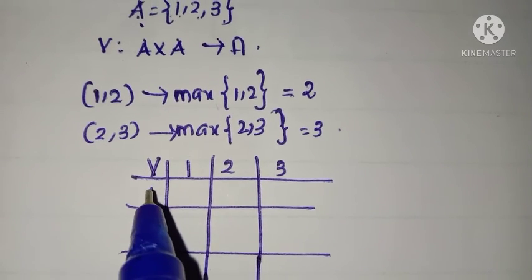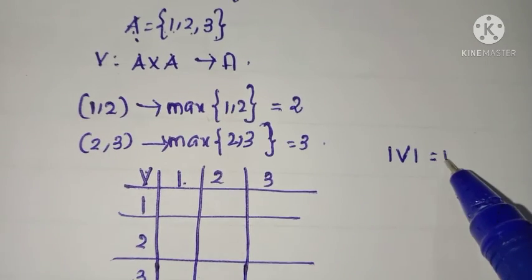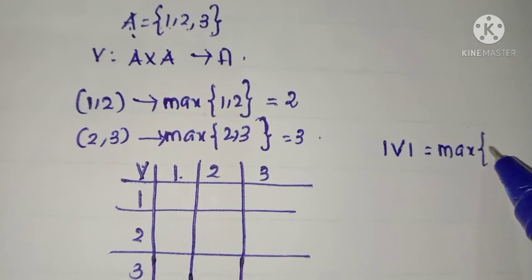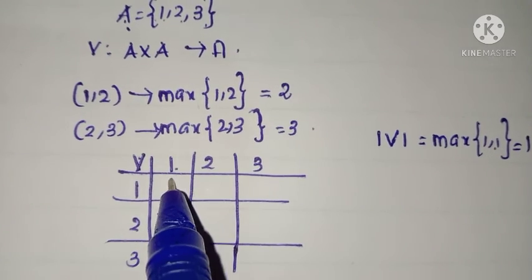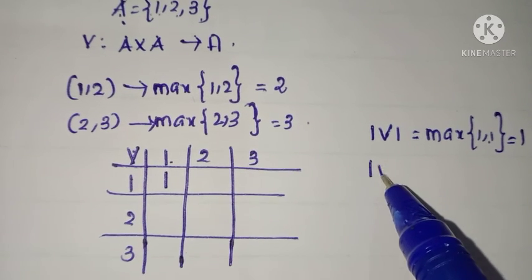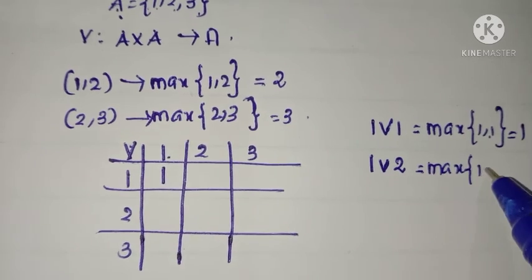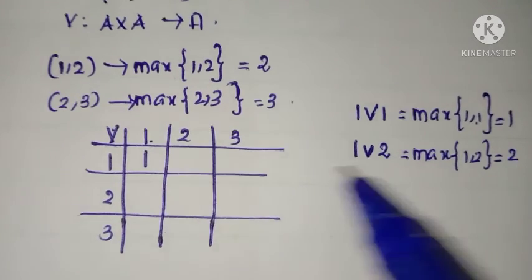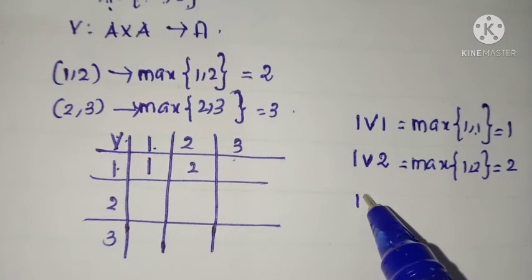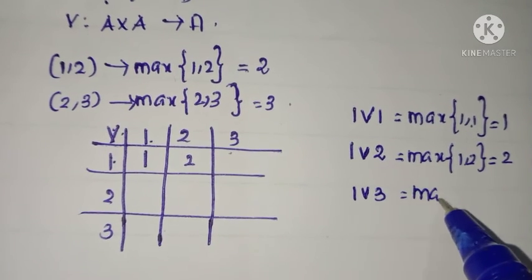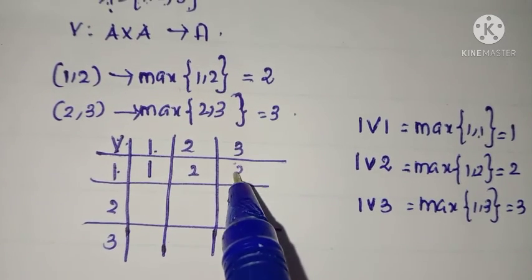Now define the operation 1 join 1. 1 join 1 means it is the maximum of the elements 1, 1 by definition. Maximum of 1, 1 equal to 1. Now define 1 join 2. 1 join 2 is maximum of 1, 2. Maximum of 1, 2 is 2. Now 1 join 3. 1 join 3 is maximum of 1, 3. Maximum of 1, 3 is 3.